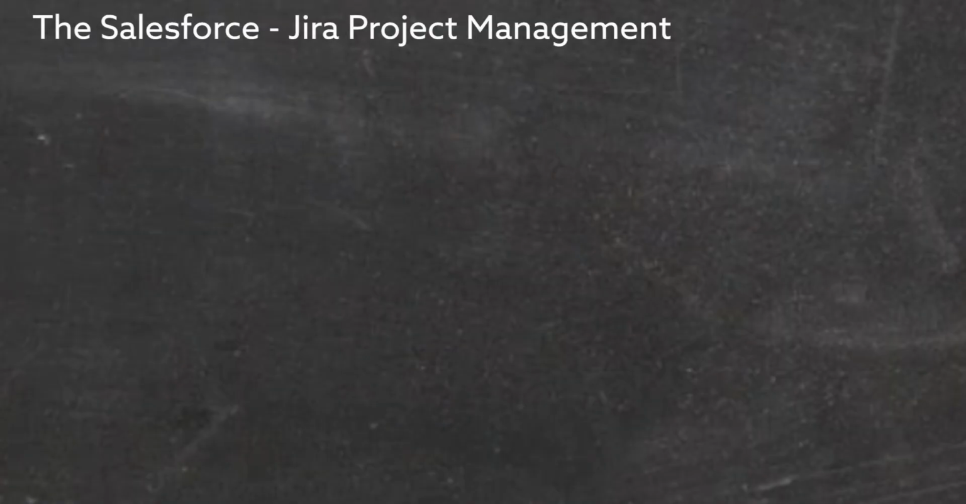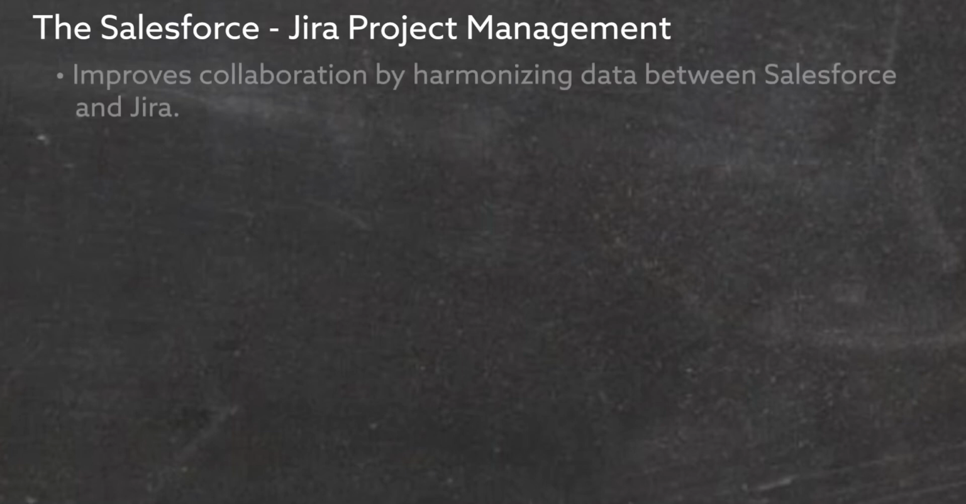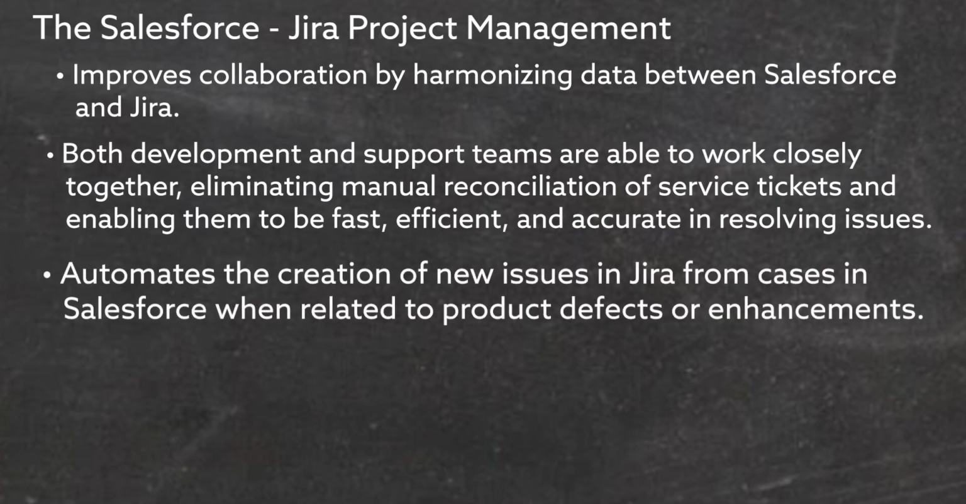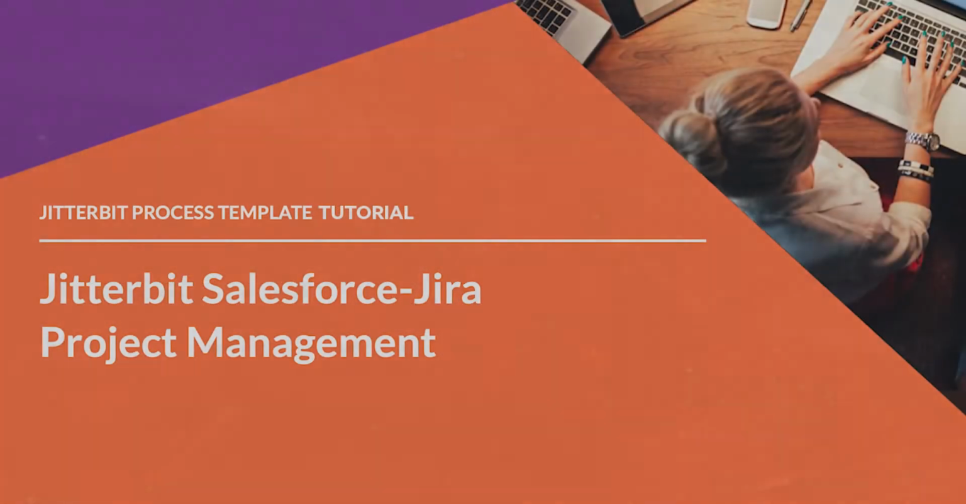The Salesforce Jira Project Management Process Template improves collaboration by harmonizing data between Salesforce and Jira. Both development and support teams are able to work closely together, eliminating manual reconciliation of service tickets and enabling them to be fast, efficient, and accurate in resolving issues. The template automates the creation of new issues in Jira from cases in Salesforce when related to product defects or enhancements. With all that out of the way, let's begin with installing the process template.